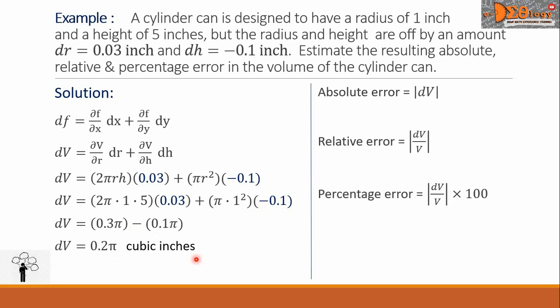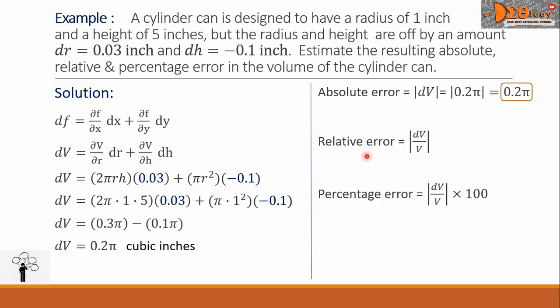Now let us evaluate the absolute error, relative error, and percentage error. The corresponding formulas are here. For absolute error, the absolute value of dV. Substituting the value, we get the absolute value of 0.2 pi, which will be the same. So the value will be 0.2 times pi. This is the absolute error.